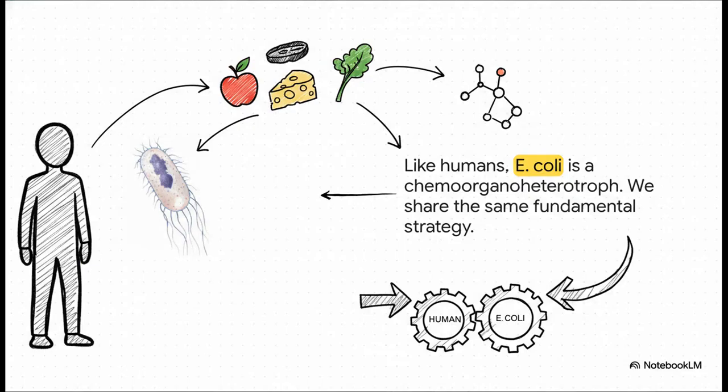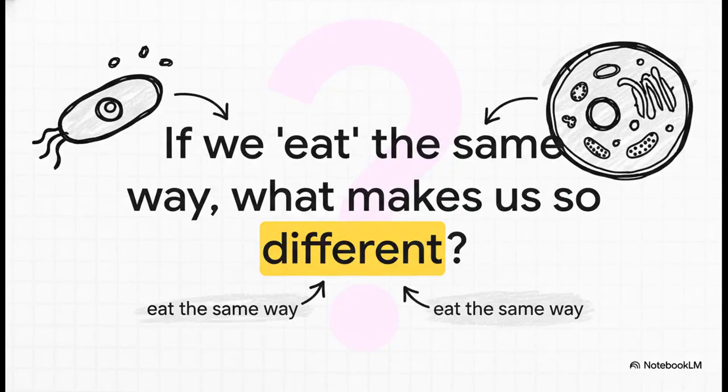But here's the part that might just blow your mind. You know who else is in that club with us? This little guy, Escherichia coli, or E. coli. That's right, on the most basic, fundamental, metabolic level, you and the common bacteria hanging out in your gut are running the exact same playbook. You both eat organic stuff to live. So that makes you wonder, right? If our core survival strategy is identical to a single-celled bacterium, what in the world actually makes us so different?